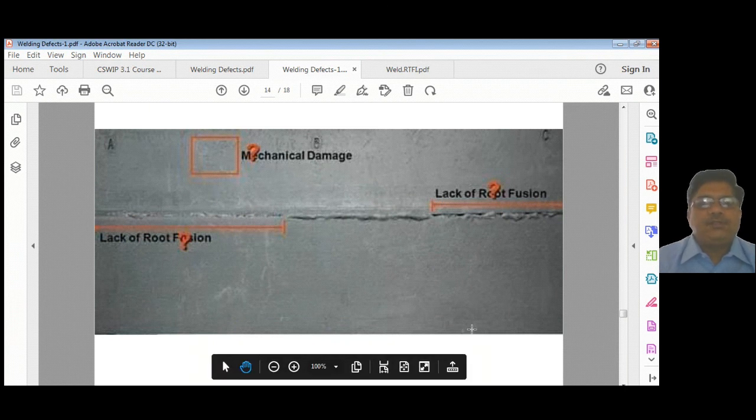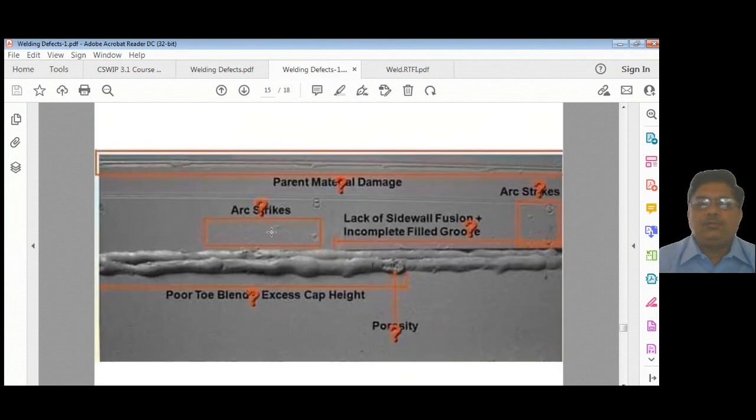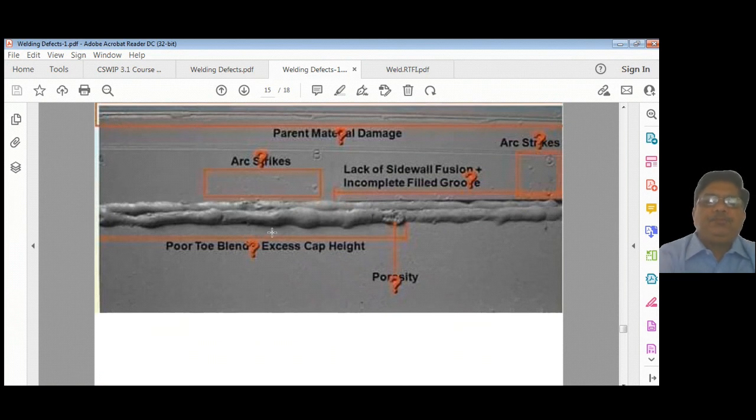So this is a very easy one: lack of root fusion, mechanical damage. Very simple to write. This one has arc strike, lack of sidewall fusion, incomplete filled groove. You can see all this line. So in poor toe blending, you can see a lot of stress concentration area here. Then some porosity as well and arc strikes.